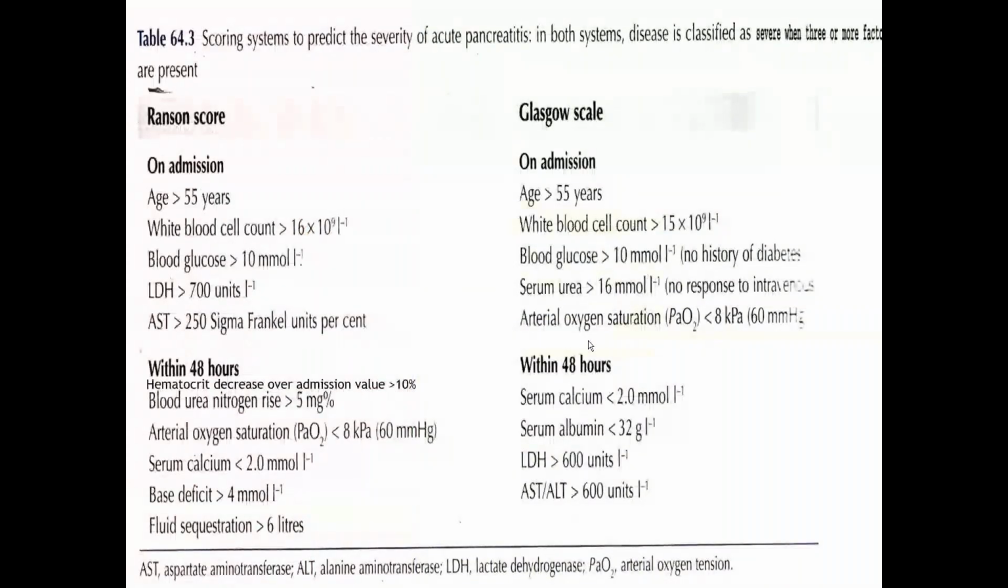Here, this shows you the 11 parameters in Ranson, and here you have Glasgow, and see what is there. On admission and within 48 hours. That's why I told you it has to be a serial estimation. Admission, 24 hours, 48 hours, 7 days. Right? 48 hours most important. That ultimately gives you the final Ranson score or a final Glasgow score, which is going to help you.